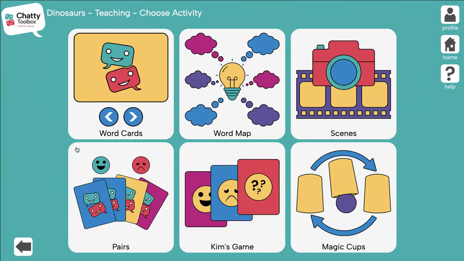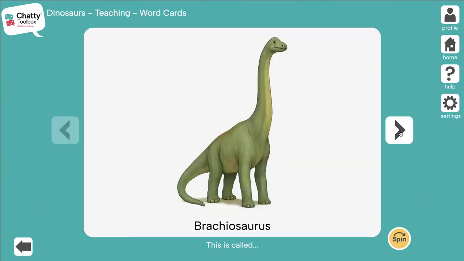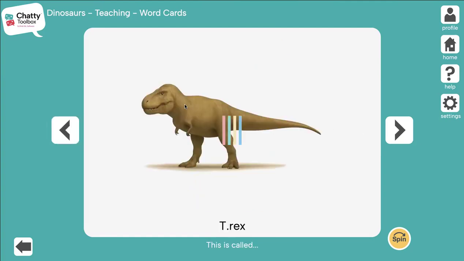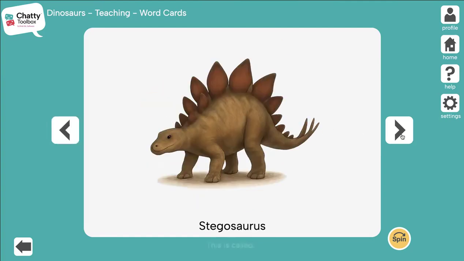But when I come to want to teach these words for the first time, I would use word cards. And then we've got each picture coming up one at a time. Brachiosaurus, T-Rex, Stegosaurus. Okay, and so you can keep going through teaching those words in quite a broad, high-level way.